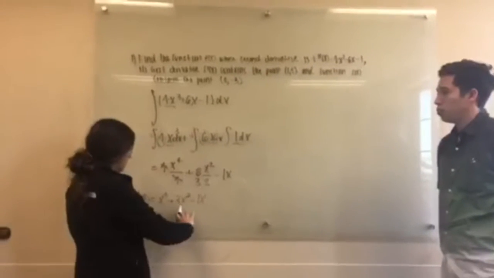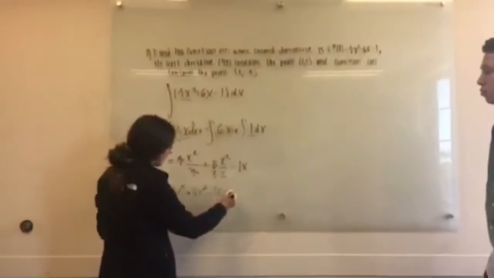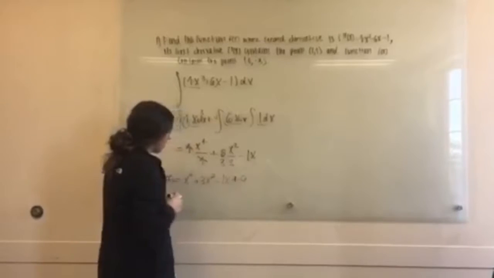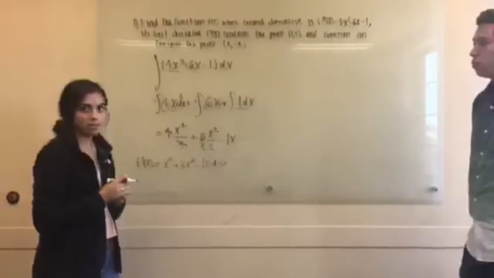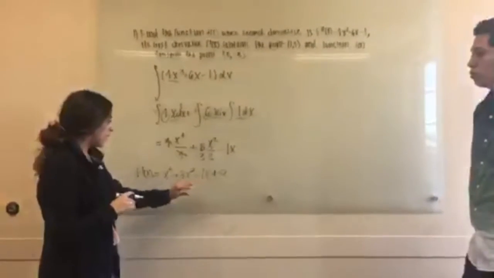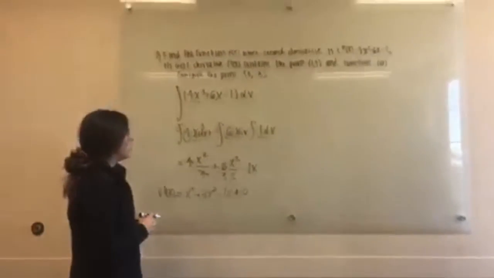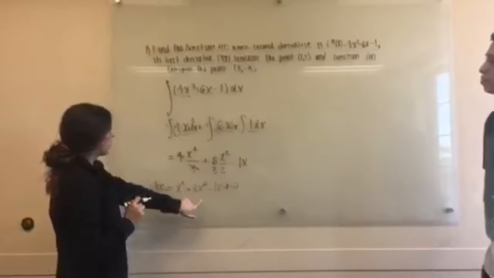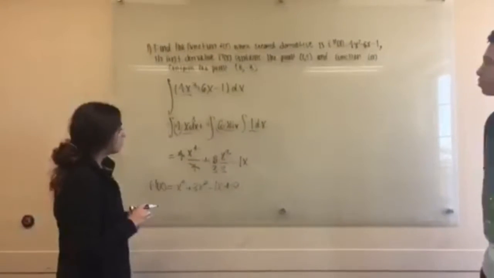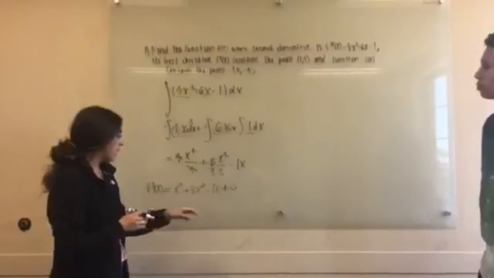After finding the antiderivative, you must always include plus c, because if you don't, this could be infinitely many solutions. So by adding c, you're defining the function. So the original problem states that the first derivative, the one we found here, contains the point (1, 4). So with that point, you can find c.